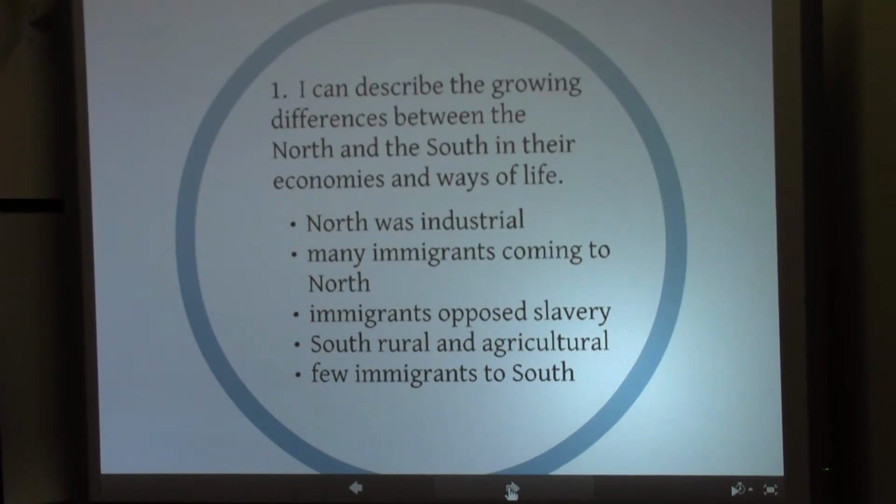As a result of the factories in the cities, many immigrants were coming north to find those jobs, and most of those immigrants opposed slavery. Meanwhile, the South remained rural and agricultural, plantations still the focus of life in the South. There were few immigrants to the South, and those people who were in the South owning land were in support of slavery.